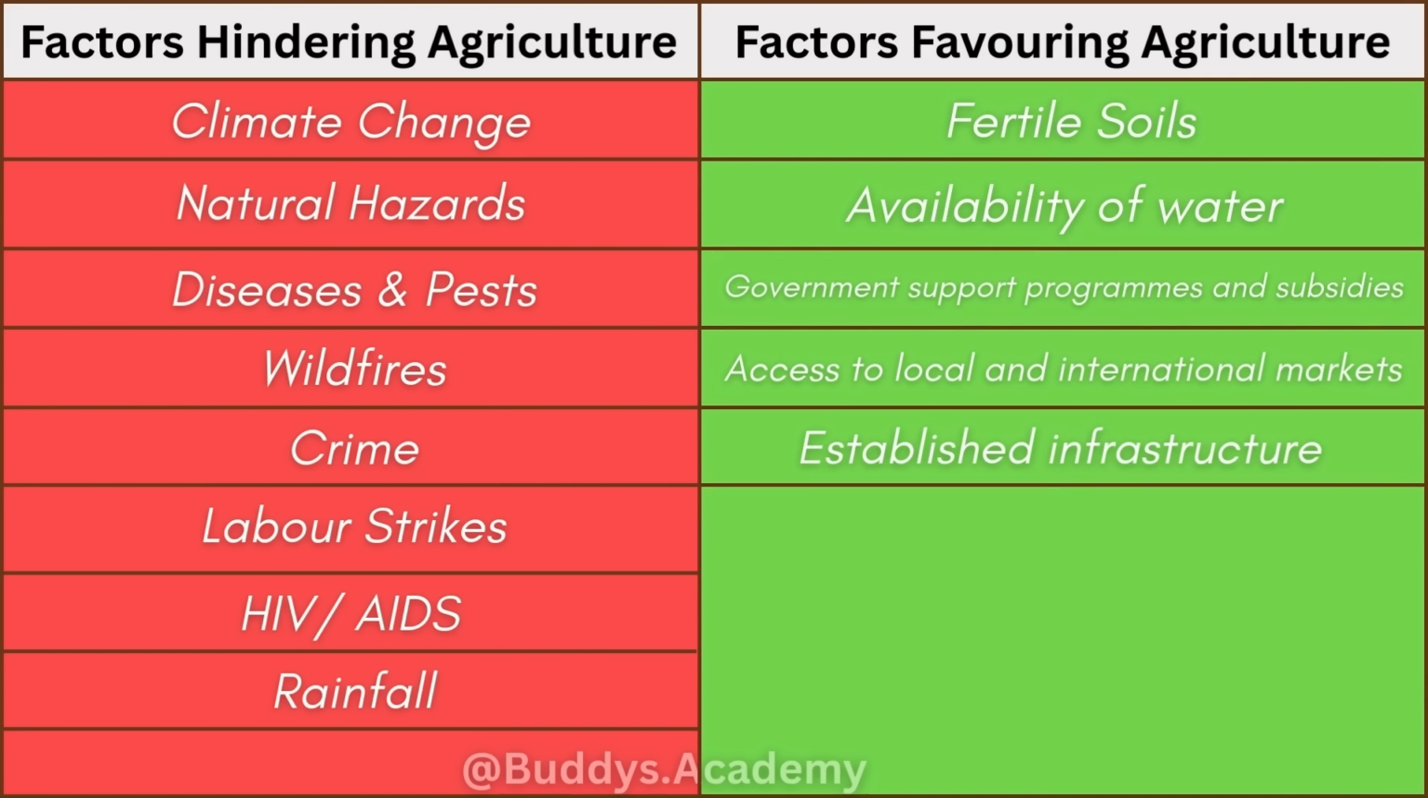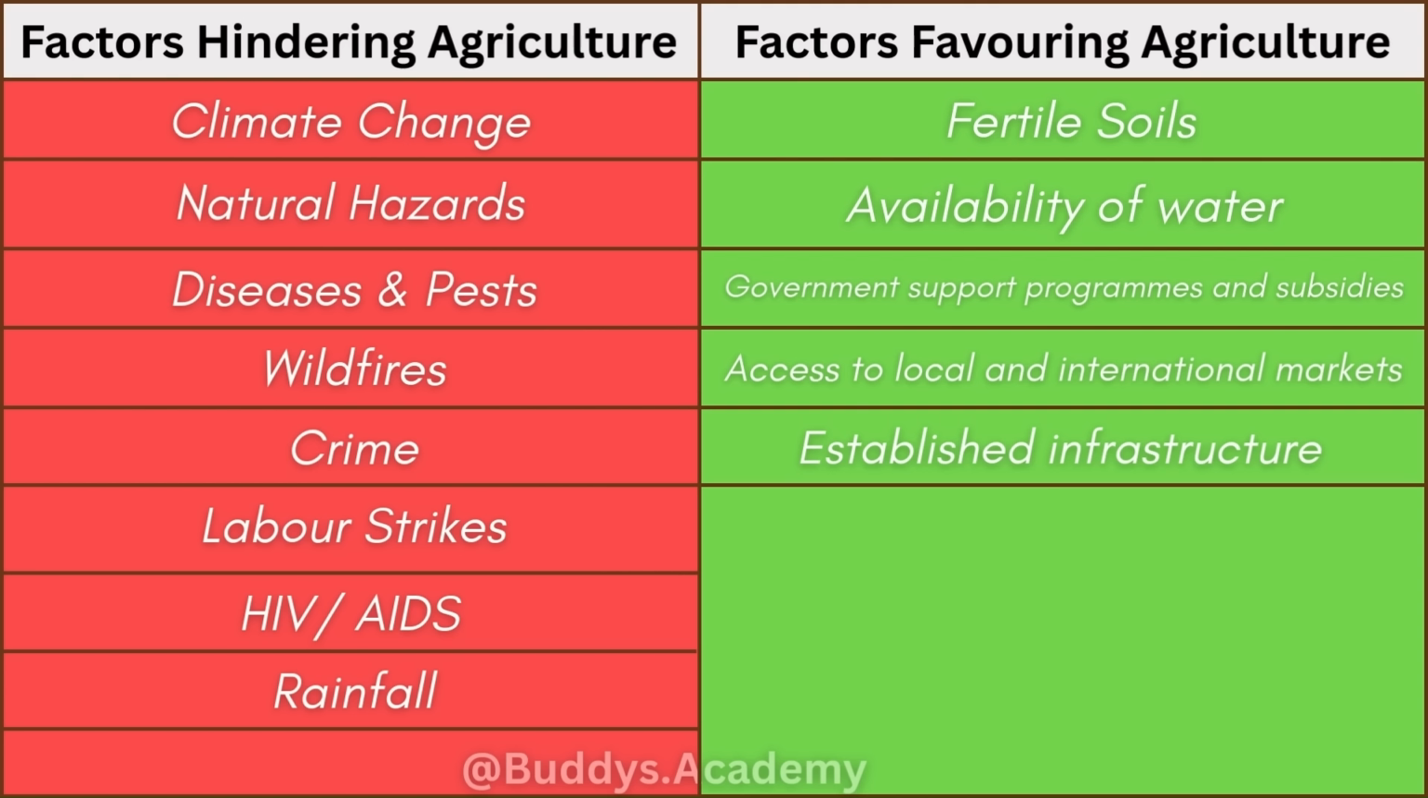Now the next factor is going to be your natural hazards. So think of droughts and floods. Think about how that's going to affect your farming. Think about how that's going to affect your livestock. If there's going to be droughts, there's not going to be water for them to drink. If there's going to be a drought, all their food sources are going to die because there's no water.